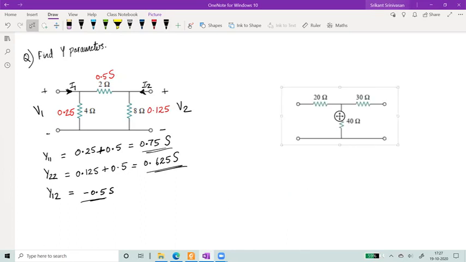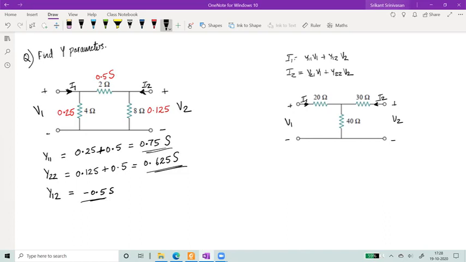Now, if I were to do the same thing, then there is V1, V2, I1, and I2. If I have to calculate, what do I do now? I know the equations. I know that I1 is Y11 V1 plus Y12 V2. I2 is Y21 V1 plus Y22 V2. So what is the value of Y11?